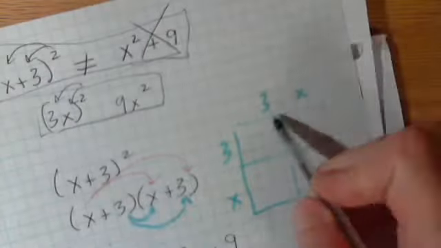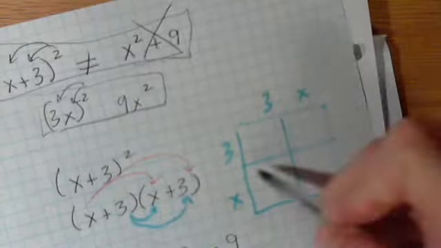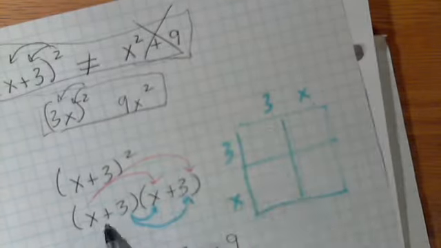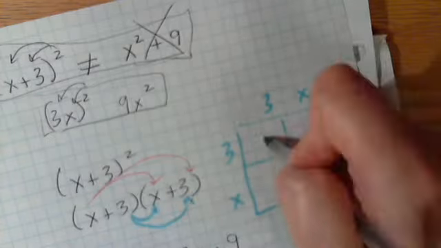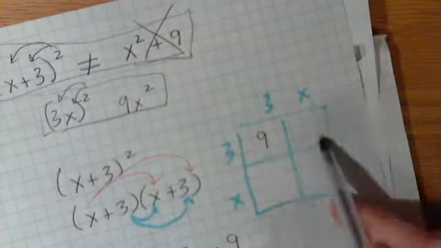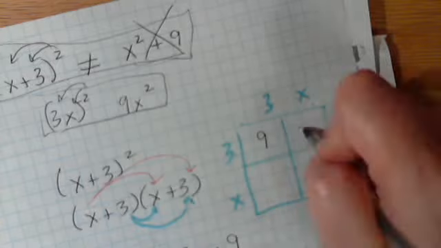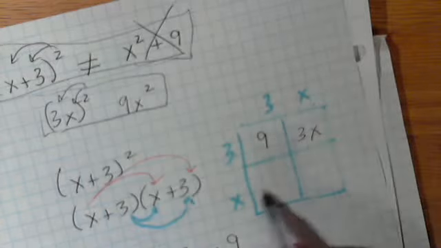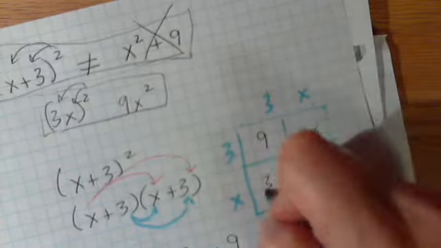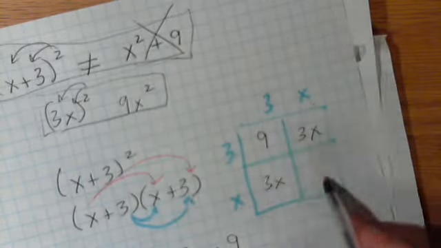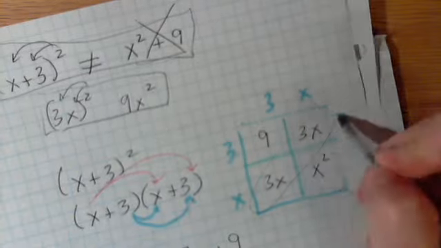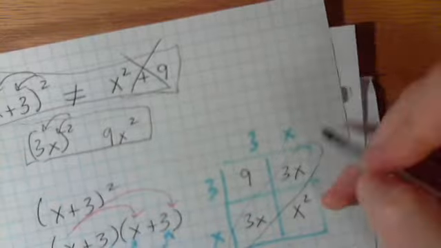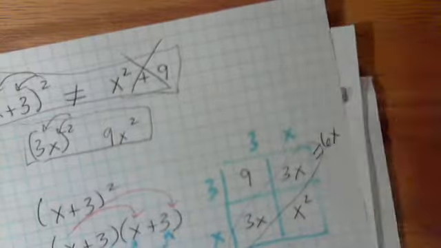Alright, let's do it with the box method. I got my 3 plus x across the top, 3 plus x across the side. It's this problem just written out in the box method. 3 times 3 goes in the first box. 3 times x goes here. 3 times x goes here. And x times x goes here. As usual, we get two like terms on a diagonal. Those two like terms add up to 6x.